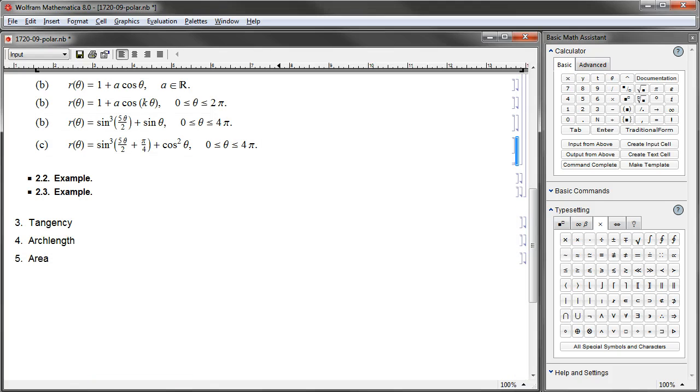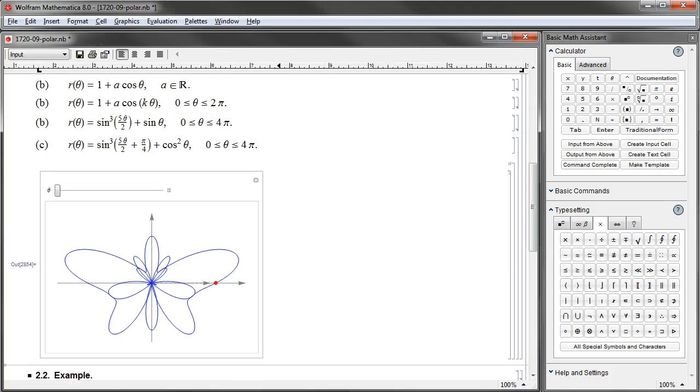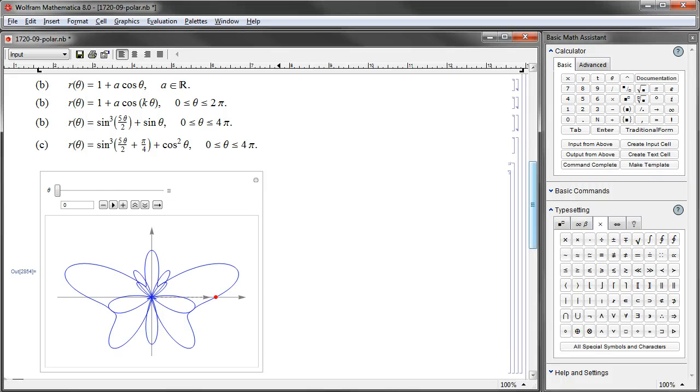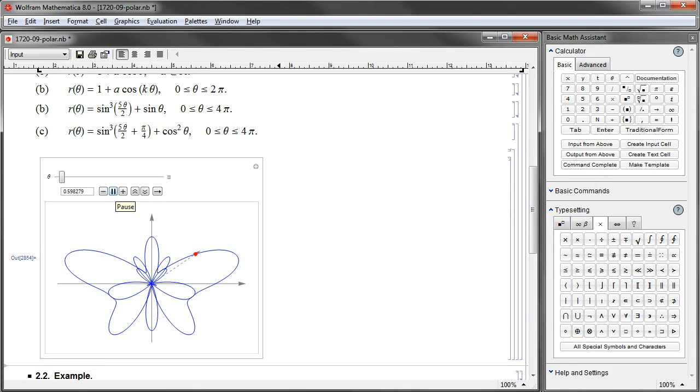How about this one? Okay, again, we have a curve that we saw before. Butterfly. Let's slow it down. Again, the same deal. This gray arrow is the angle, and this red dot is moving either in the same direction or to the opposite direction, depending upon the r value. r can be either positive or negative.